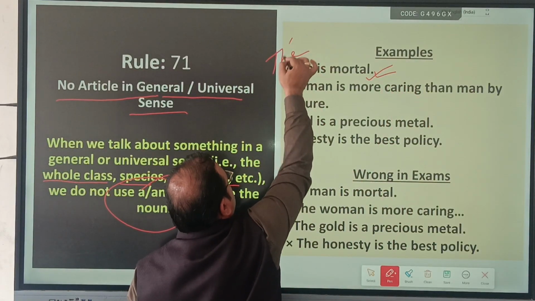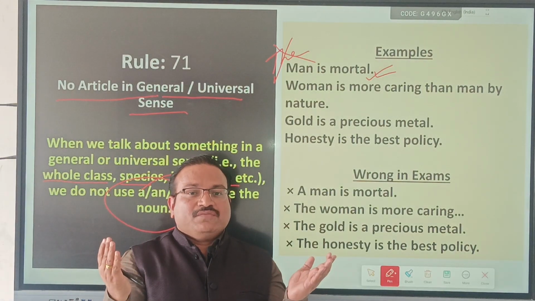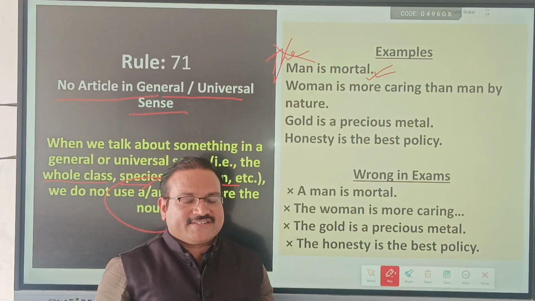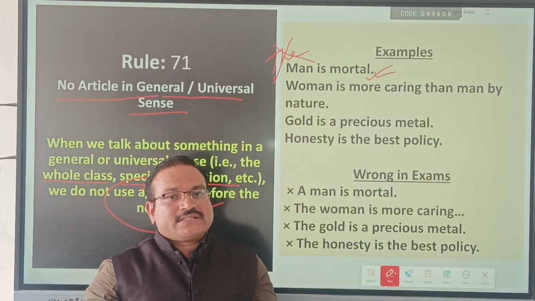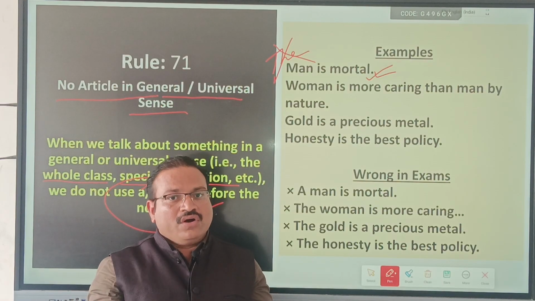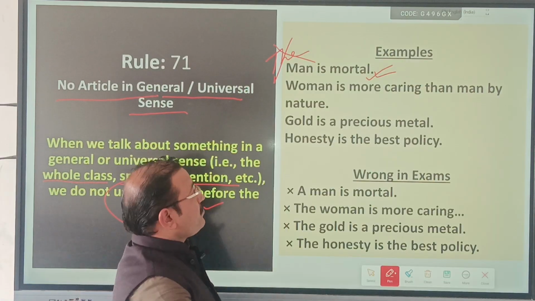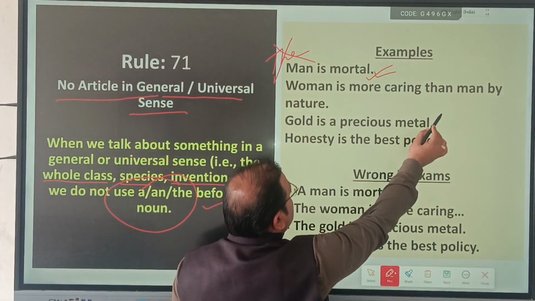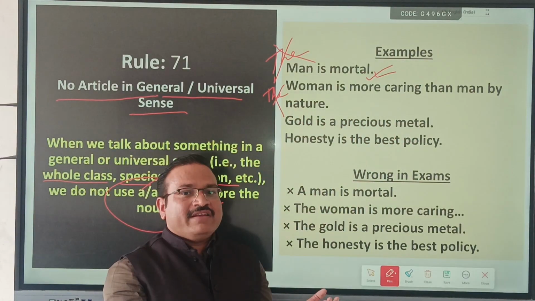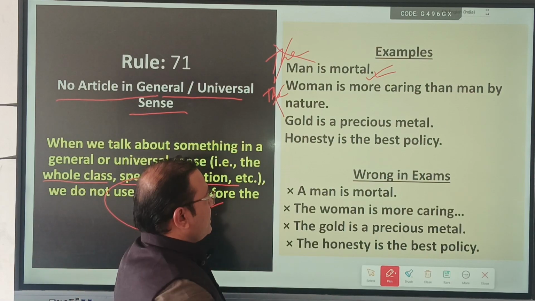The man, wrong. Why? Because here man represents what? Whole of its species. In general sense, lion is an animal. So lion, the lion, wrong. Why? Because whole of lion community, species. Woman is more caring than man. The woman, wrong. Why? Because woman and man here being talked what? In general sense, you can say.